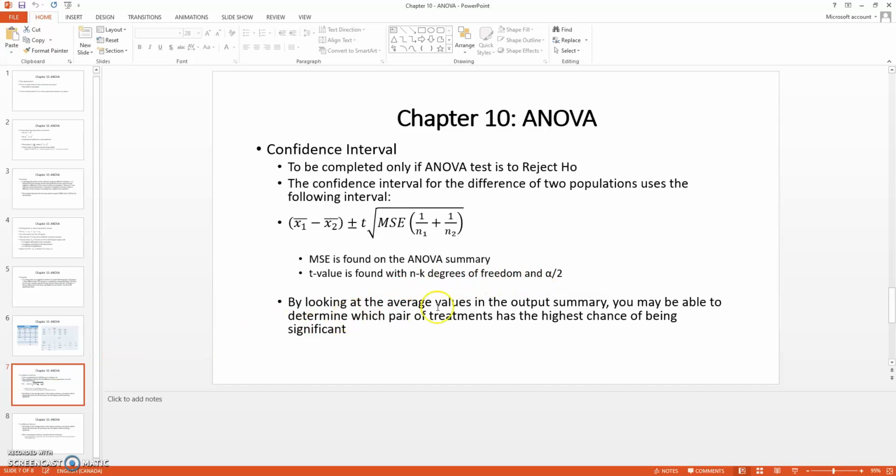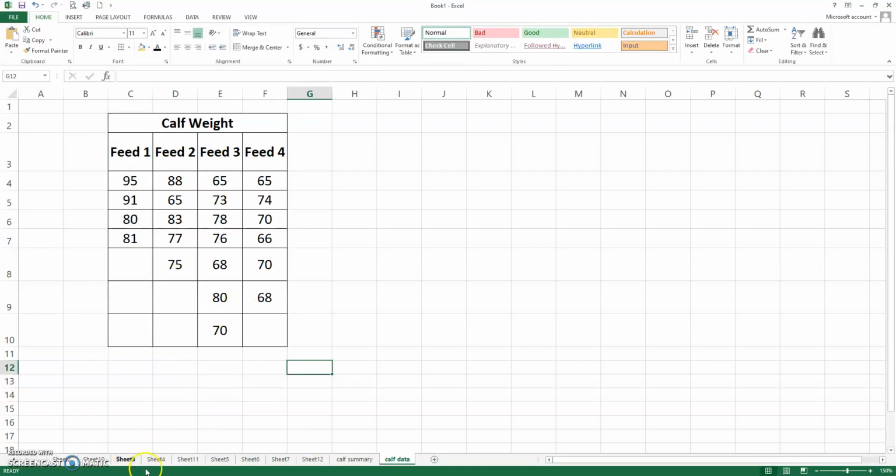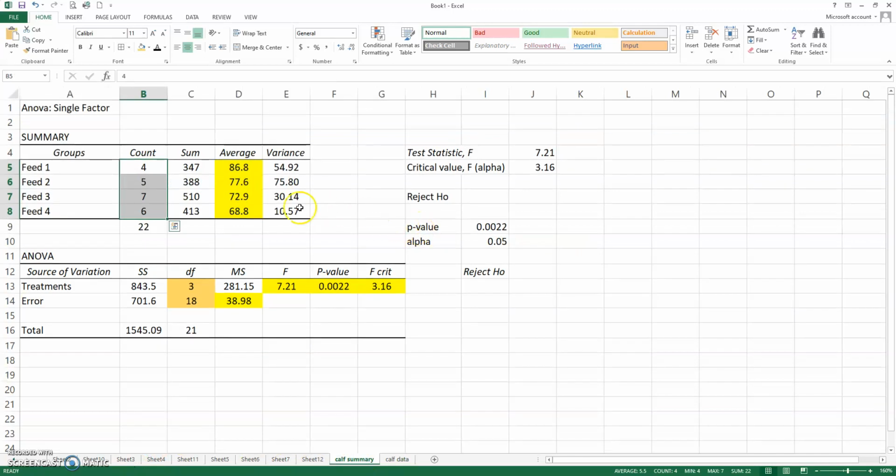0.025. By looking at the average values in the output summary, we may be able to determine which pair of treatments has the highest chance of being significant, or which one has a better chance of being greater than the other ones. So we can go back to our data. Let's go here, calf summary. Treatment 1 has the best weight gain, 86.8 kilograms. Treatment 4 has the worst one, so this is more likely going to result in a significant confidence interval. So we're going to compare feed 1 versus feed 4.